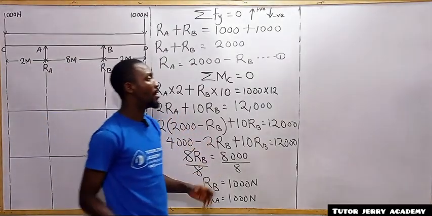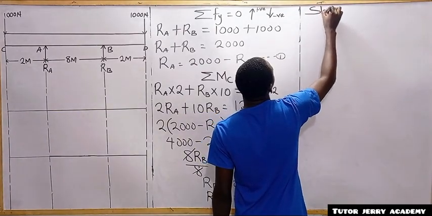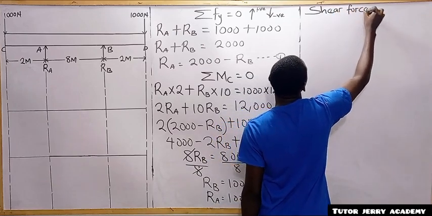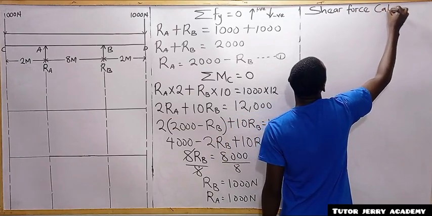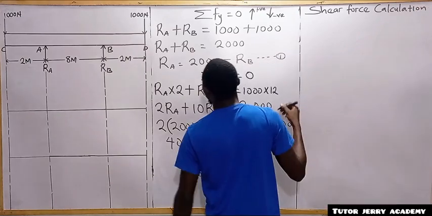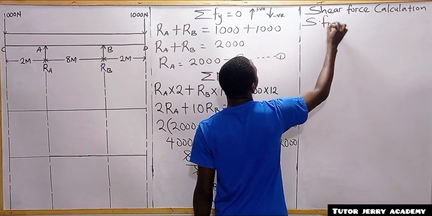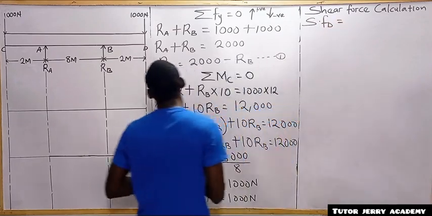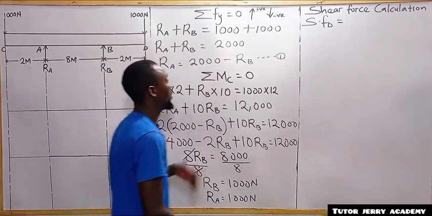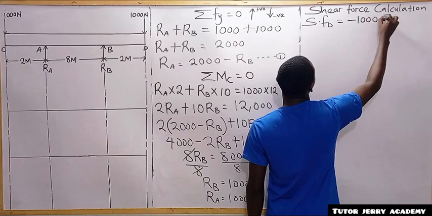All right, the next thing we are going to do is our shear force calculation. Let's start with the shear force at point D. The shear force at point D will be equal to, if you look at point D to our right hand side, we only have one force there, and it's a downward force. It's going to be minus 1000 Newton.